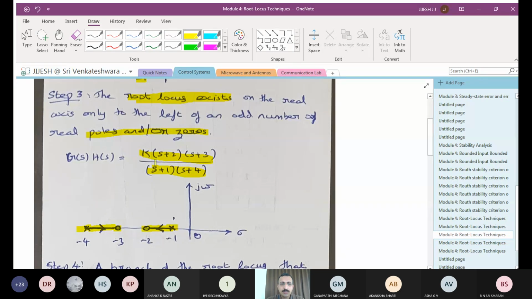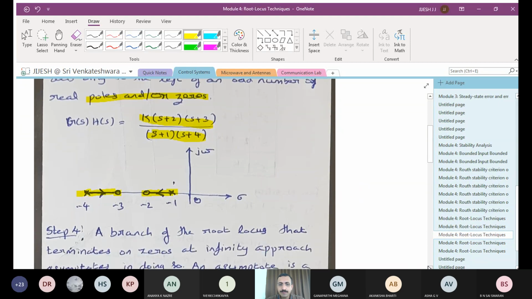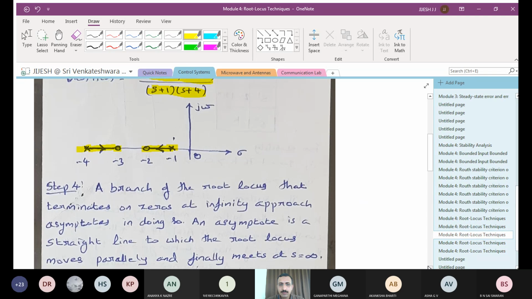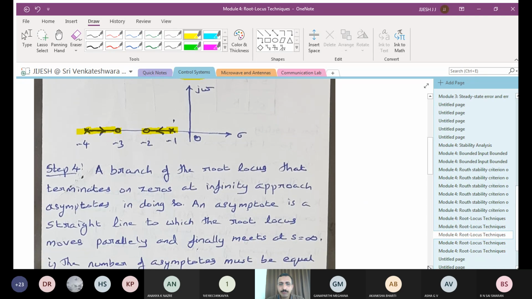Here an example is taken: k into (s plus 2) into (s plus 3) divided by (s plus 1) into (s plus 4). So let me proceed further. This is very important for you to understand. This is step 4, and I'll just explain what it is with an example.